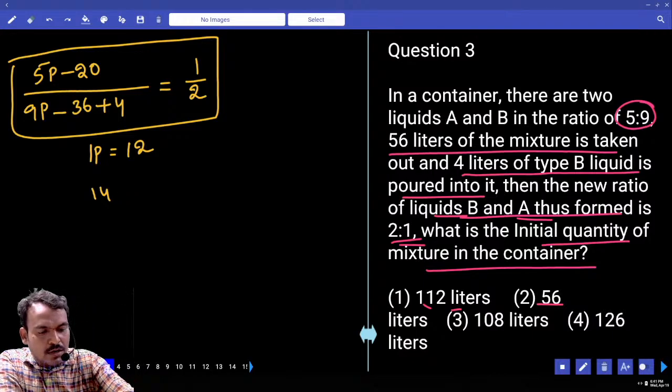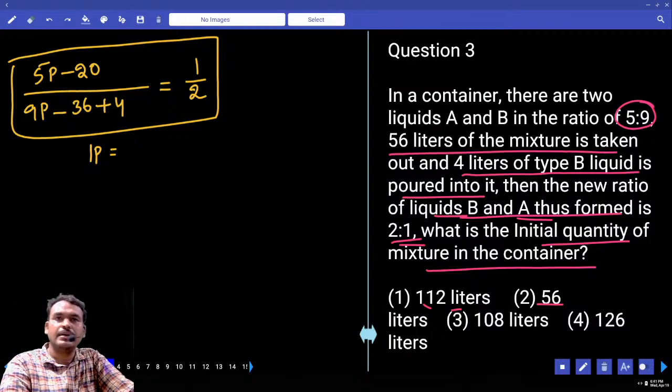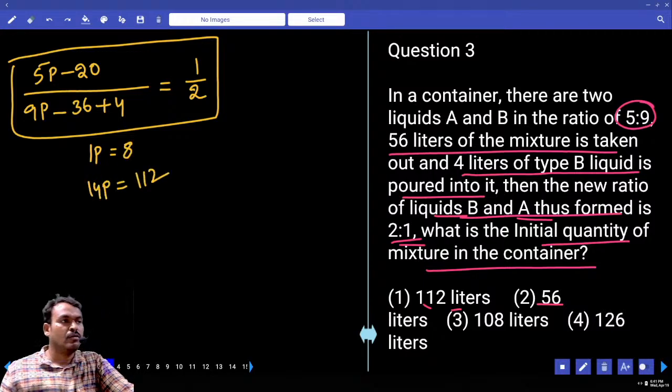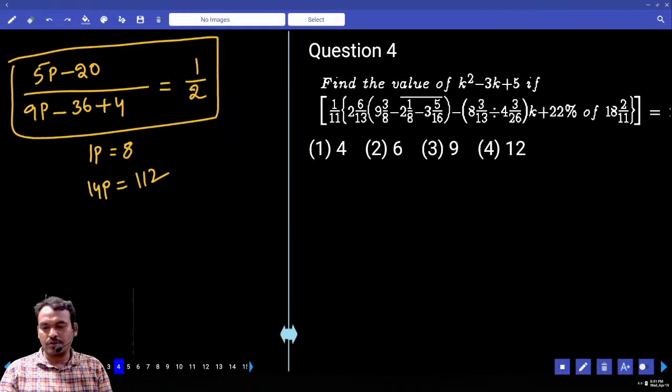Sorry. 40. 2 into 20, 40. 40 and 32. Difference is 8. How many parts we need? 14 parts. What is the answer? 112. Anyone need the fourth question?